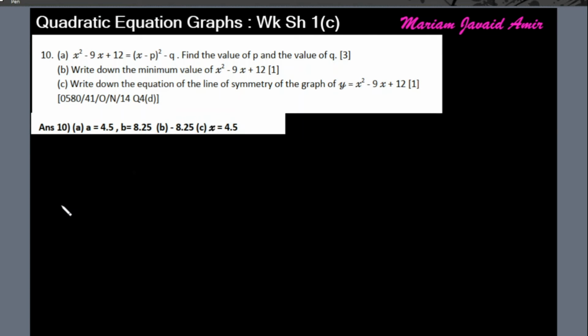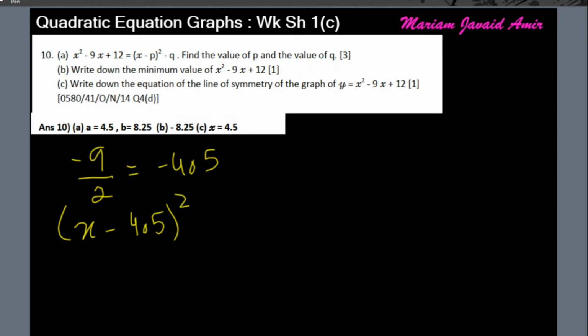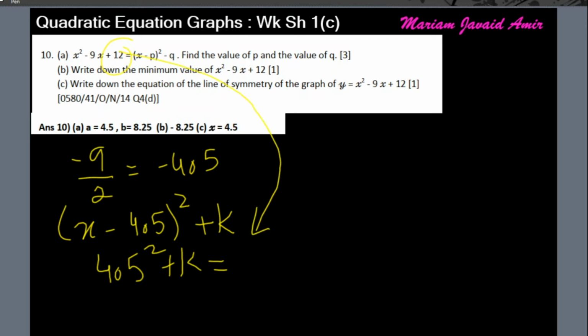We first determine the coefficient of x, which is minus 9. You divide it by 2, we get minus 4.5. So we write x minus 4.5 whole square plus k. We've written minus because of this negative sign. If this were positive, we would have written positive. Now we need to find the value of k. So like I said, we ignore this and we write 4.5 whole square plus k equals the constant here, which is 12.